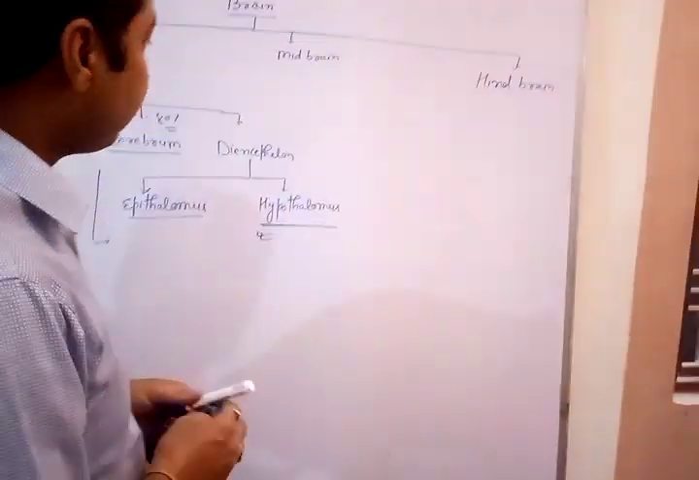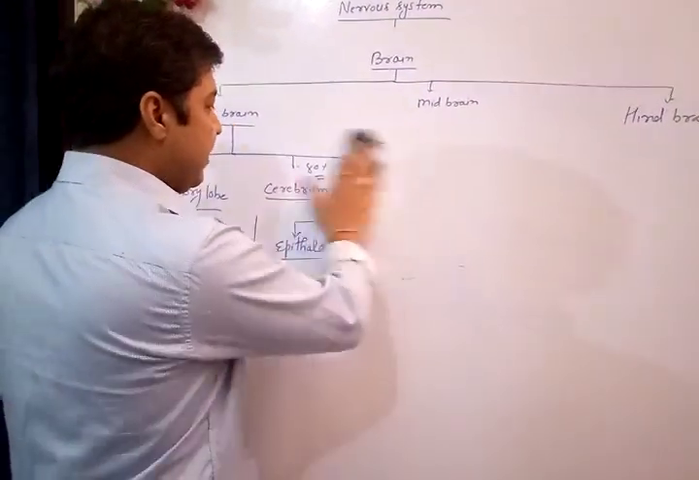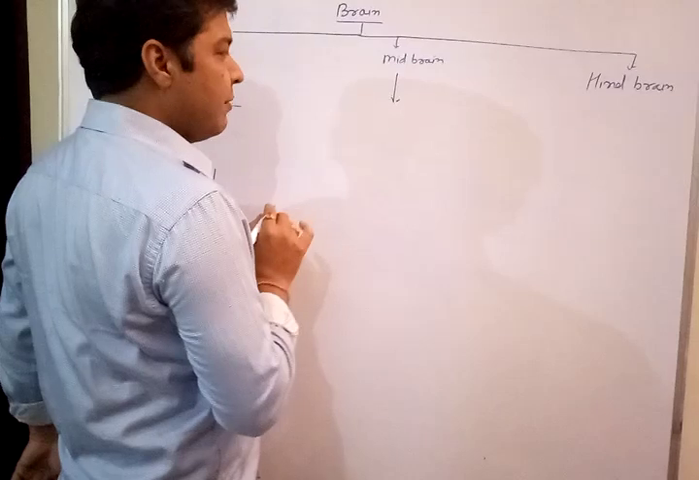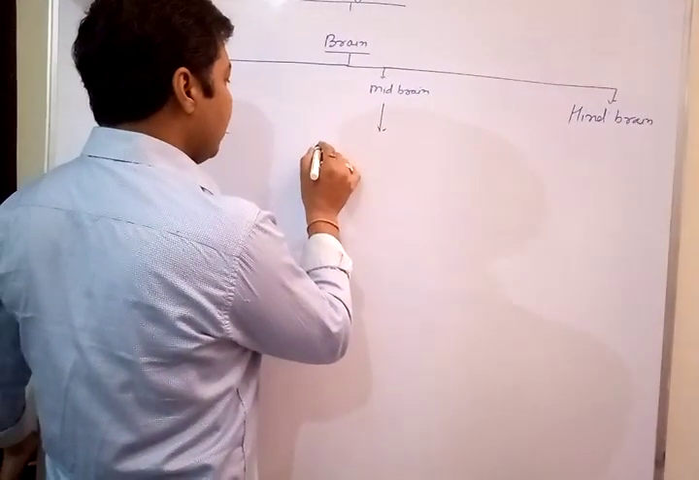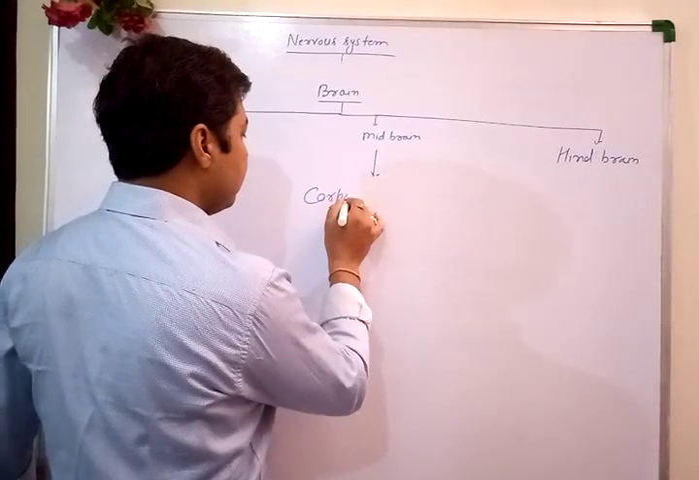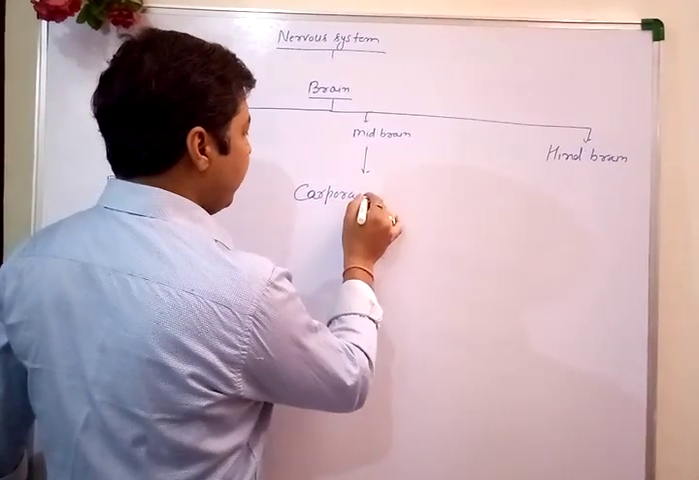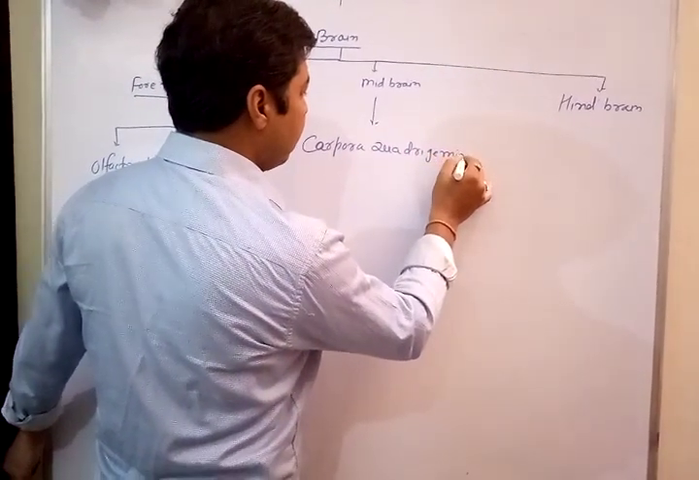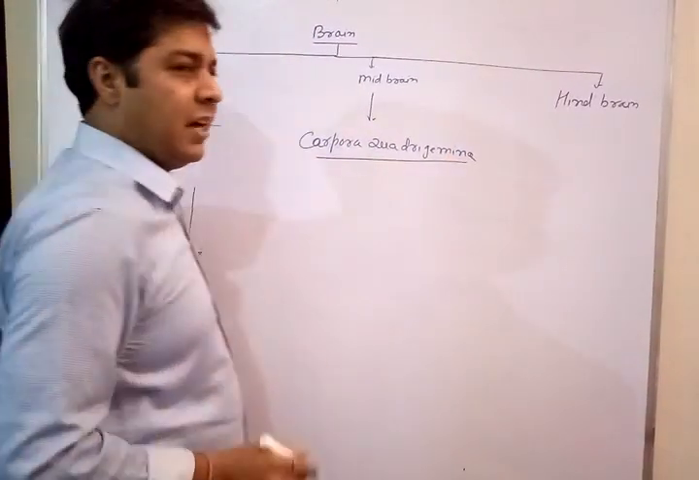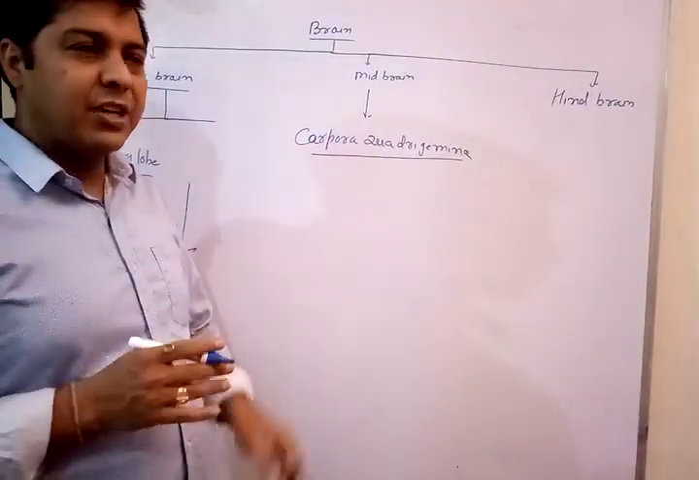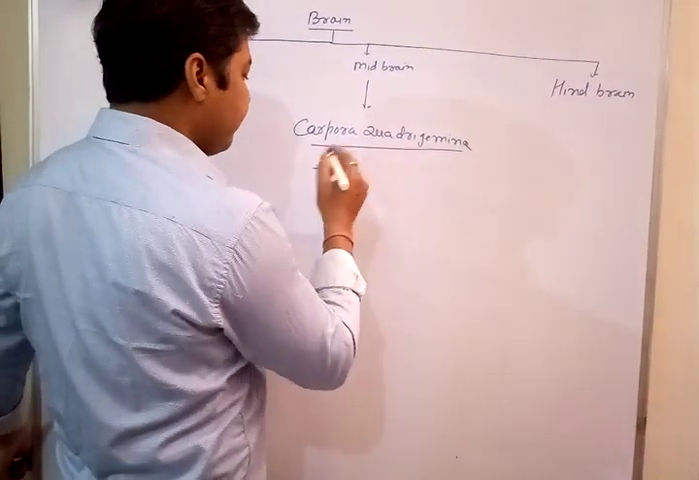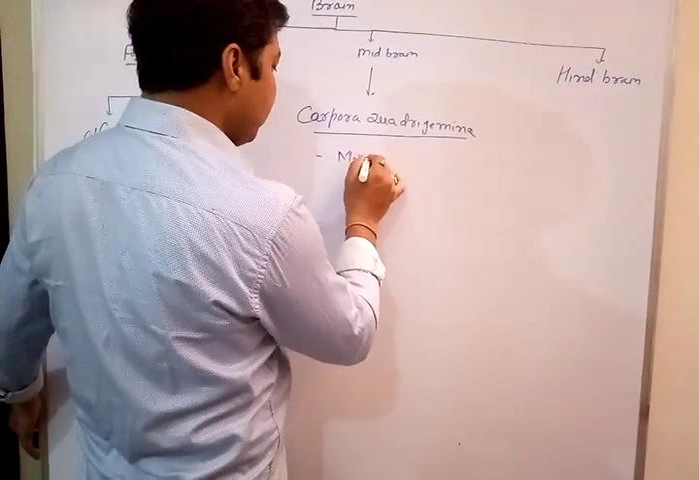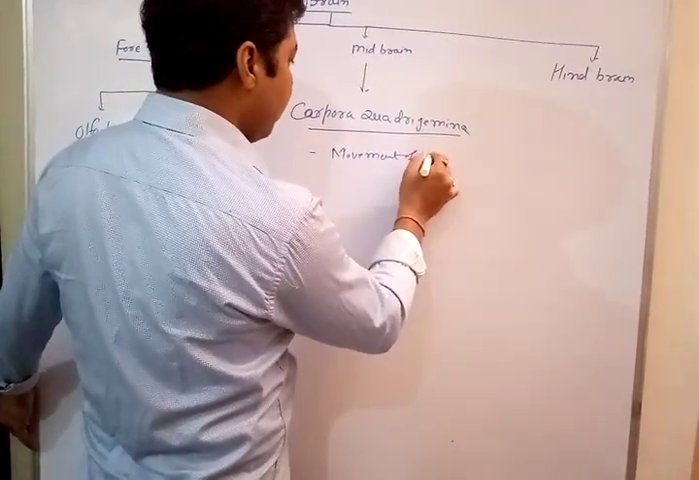Now coming to the midbrain. If I talk about the midbrain, it has only one major part, big in size. It's called corpora quadrigemina. Corpora quadrigemina is the part of the midbrain and it's big in size, and it is responsible for the movement of the eyeball. It is responsible for controlling the movement of the eyeball.